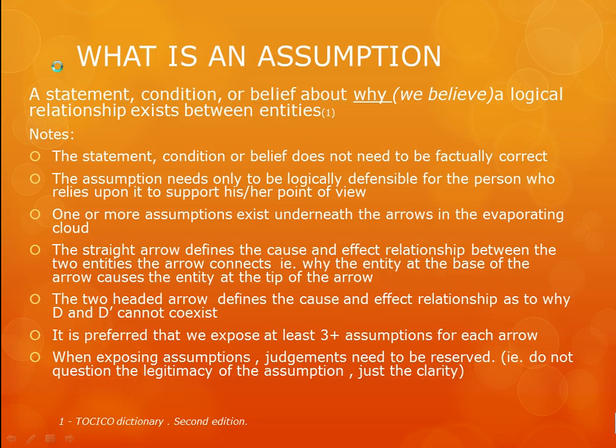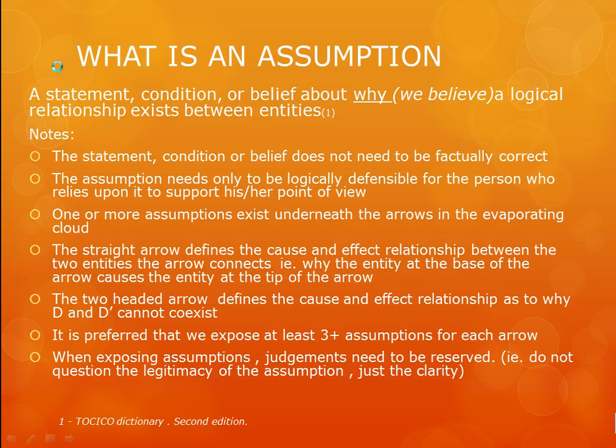What those assumptions are seeking to do is to define the cause and effect, to define why the cause and effect relationship between the two entities connected via an arrow exists. You'll recall earlier that the entity at the base of the arrow is the cause, and the entity at the head of the arrow is the effect. Of course, in a sequence of logic, you can have cause and effect, the effect becomes a cause for another effect, that effect becomes a cause for another effect, and so on.